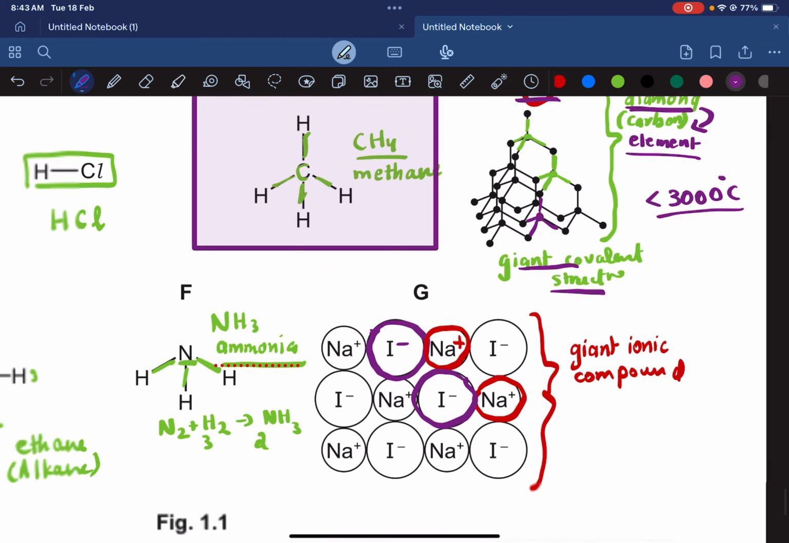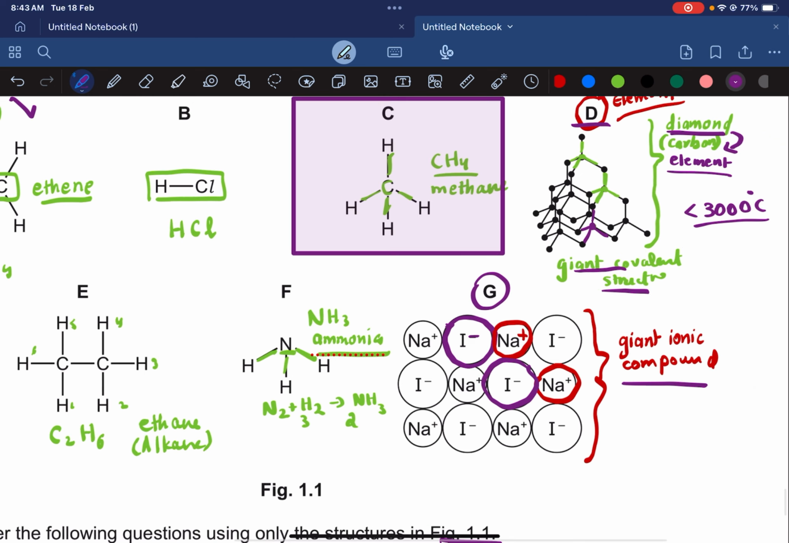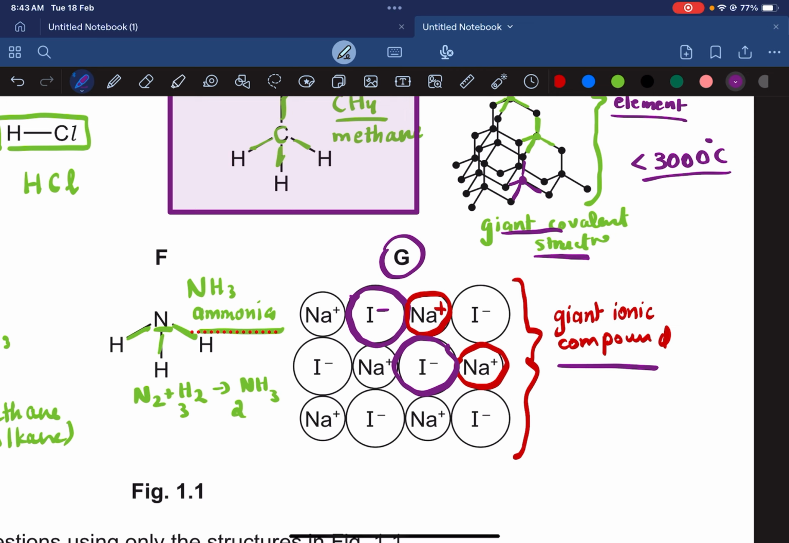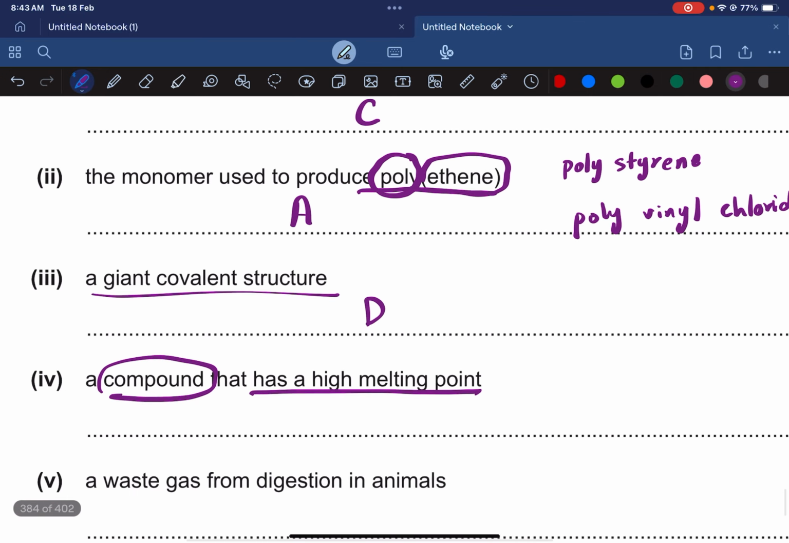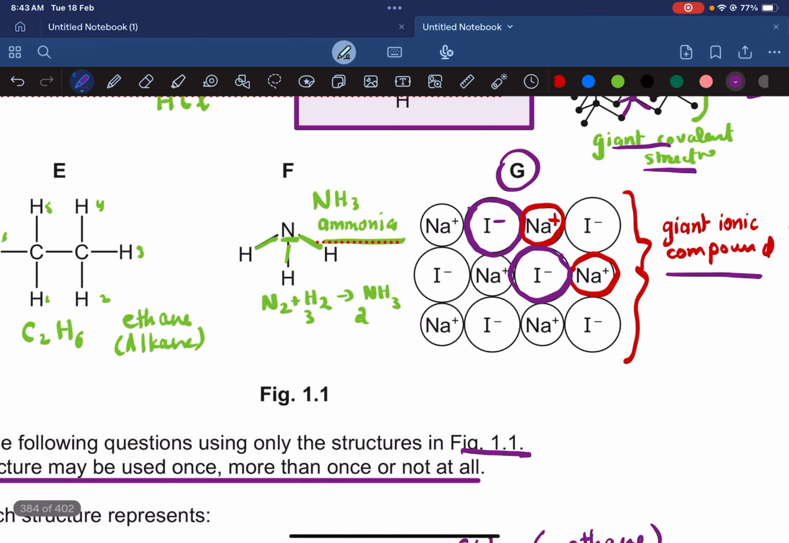So a compound with a high melting and boiling point is going to be G, because G is a giant ionic compound, and we know that ionic compounds have high melting and boiling points, and G is basically a compound. This is an element, and in the question we were asked about a compound, so it's going to be G. As we know, the iodide and sodium ions are attached to each other by strong electrostatic forces of attraction, and these forces are extremely strong. There is strong attraction between these that needs a high amount of energy to be overcome, giving it a high melting point.